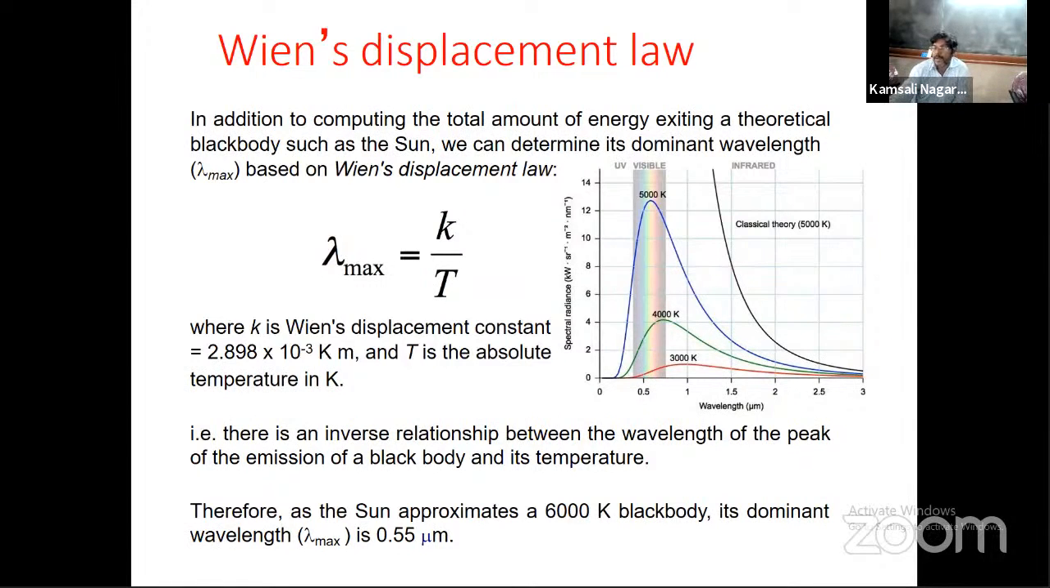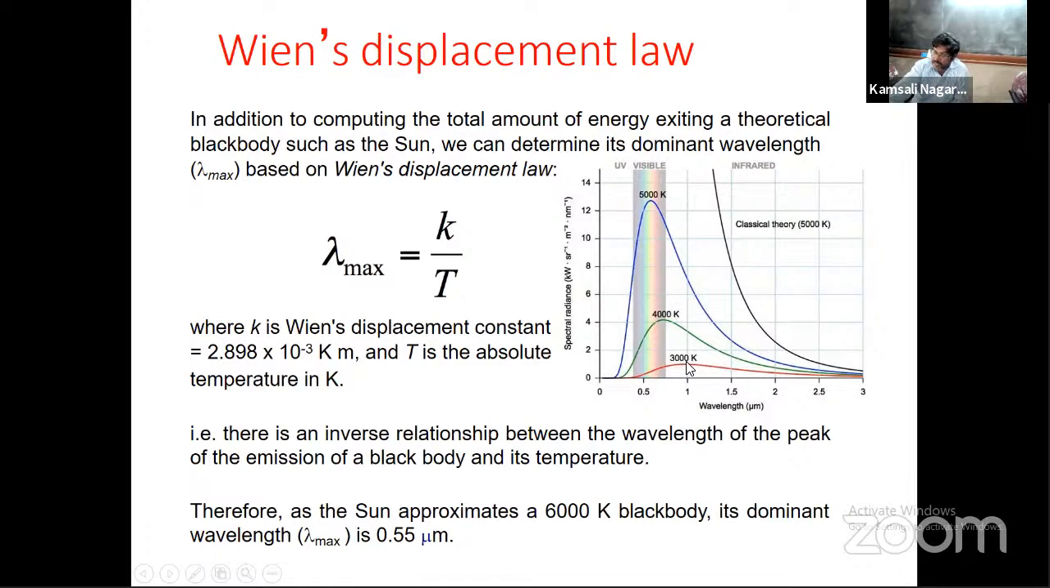How can they do that? Lambda maximum must be equal to k over T, or lambda maximum times temperature must be equal to a constant. That constant is known as the Wien's displacement constant. Here lambda m is the peak in the emissivity at a particular wavelength.